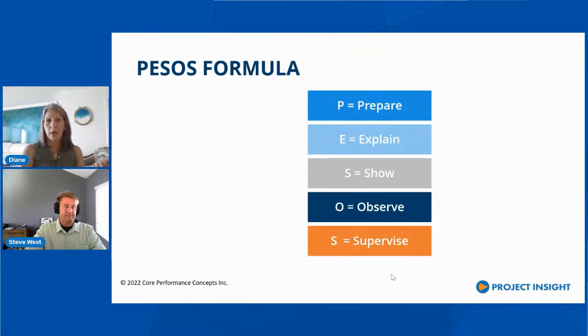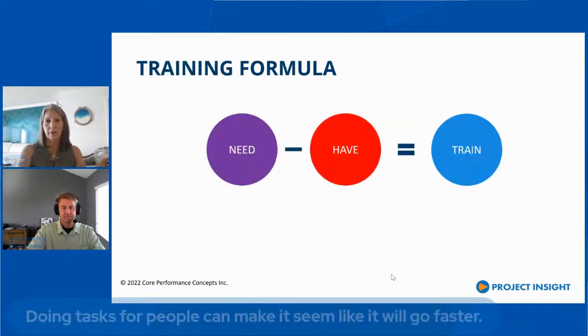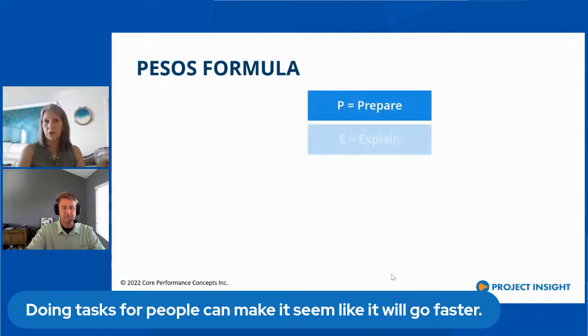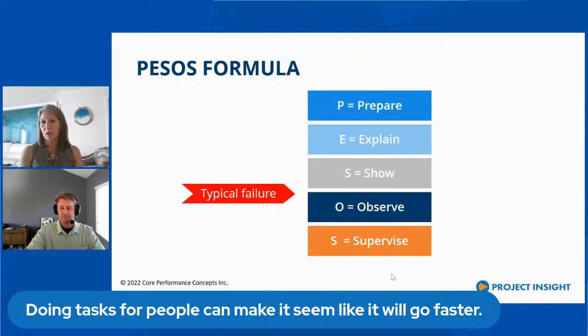A lot of us as project managers came through the ranks with probably some skill set that we're comfortable with. And sometimes it's really hard to delegate. And where we typically fail is after we show, we leave. And then the person never gets any feedback. So although we're going back and doing this need, have, train, right? It's even more important to make sure after you've trained, you take that little extra time to observe and supervise.